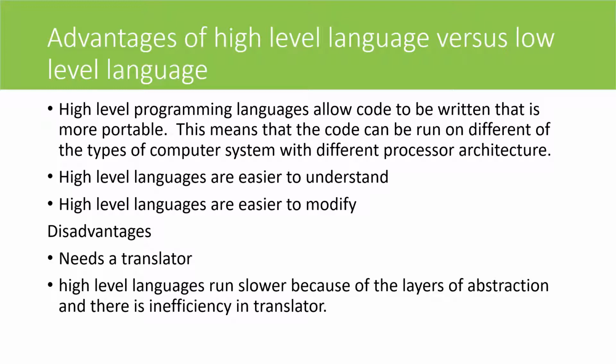The advantages of high-level languages are that they allow code to be written that is more portable. This means that code can be written on different types of computer systems with different processor architectures. High-level languages are easier to understand and easier to modify. Disadvantages are that they need a translator and they also run slower than low-level languages because of the layers of abstraction, and there's normally an inefficiency in the translation process.